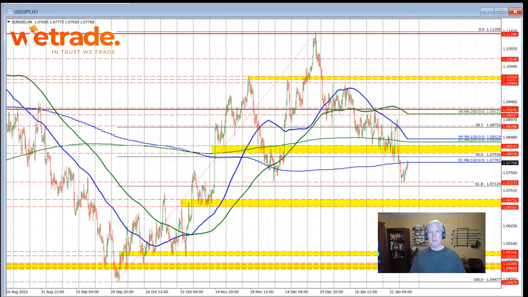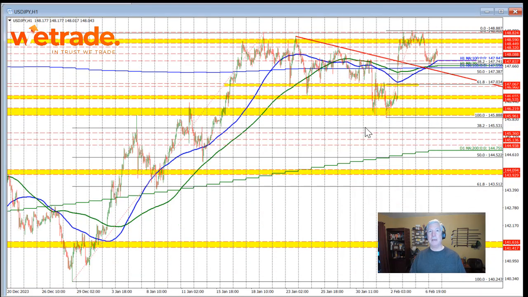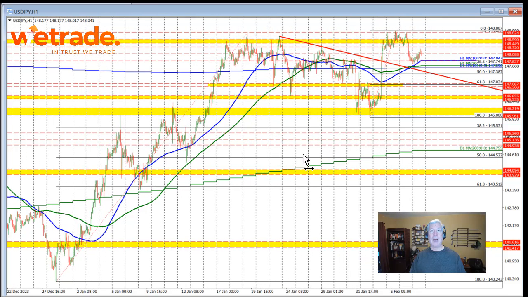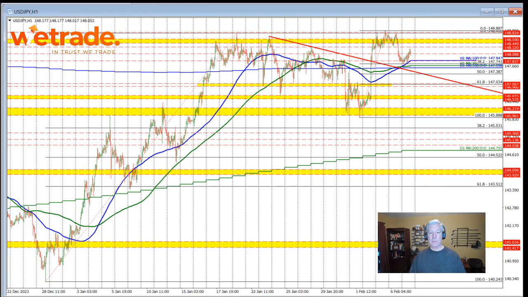Let's take a look at the dollar versus yen next. Looking at this hourly chart, what do you notice? Well, I noticed the price came down to test the start of the cluster of these moving averages. This blue line represents the 100-hour moving average. The green line represents the 200-hour moving average. And the solid blue line down here represents the 100-day moving average.